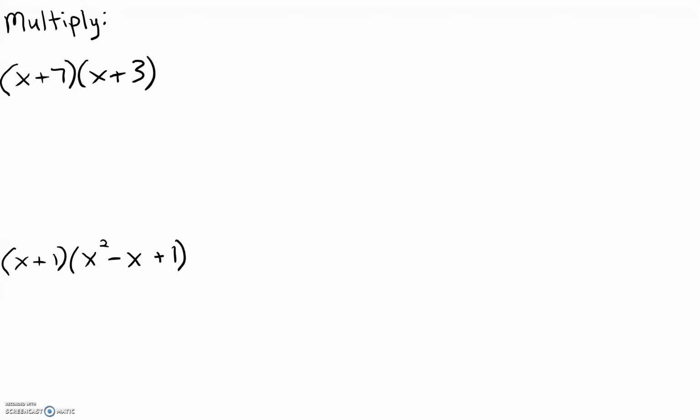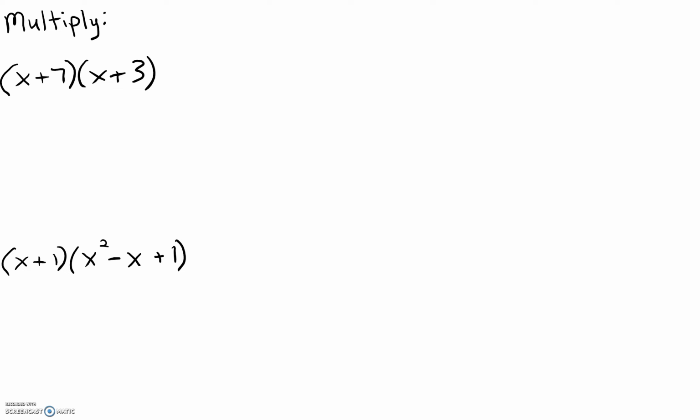For this video, we're going to look at multiplying polynomials. Our first example is going to be x plus 7 multiplied by x plus 3. So we're multiplying two binomials, bi meaning two, and each of them have two terms. And so the method that we're going to use for multiplying binomials is going to be the FOIL method, which is where we multiply the first terms, the outer terms, the inner terms, and then the last terms.